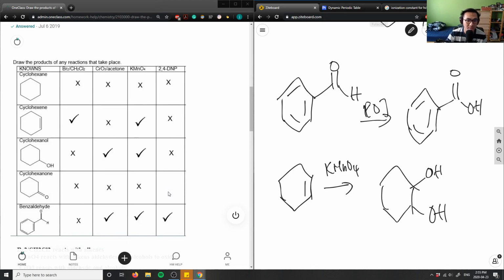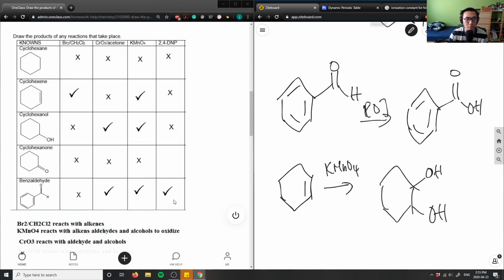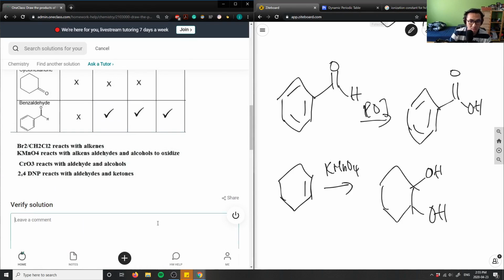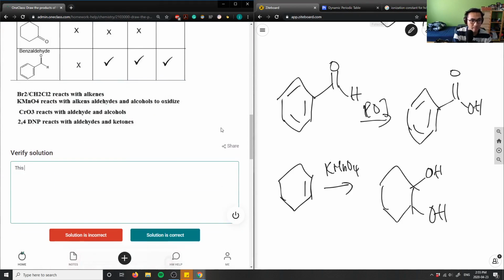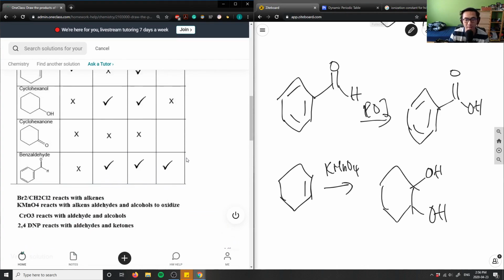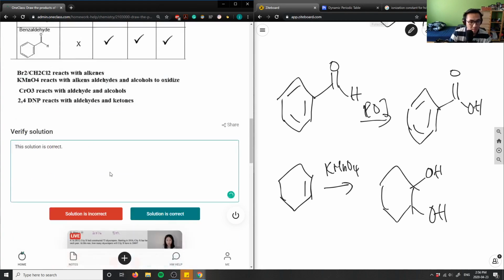Cyclohexanone, I would only get a reaction with 2,4-DNP. There should be a check mark here. It basically detects a carbonyl group, and a ketone is my carbonyl group, so that's good. And finally, benzaldehyde, I can oxidize with both of these to become a carboxylic acid, and it will become a red precipitate in 2,4-DNP. So this solution is correct. CrO3 here only reacts with aldehydes and alcohols and not alkenes, because KMnO4 is such a strong oxidizing reagent that it can actually produce a diol here. Solution is correct.